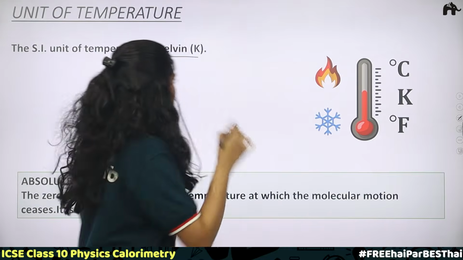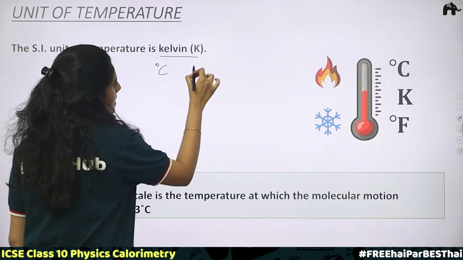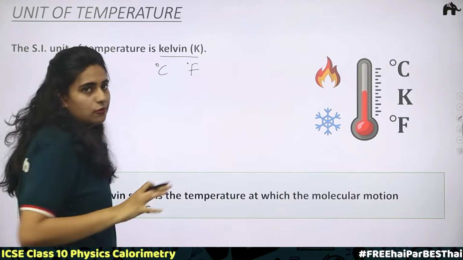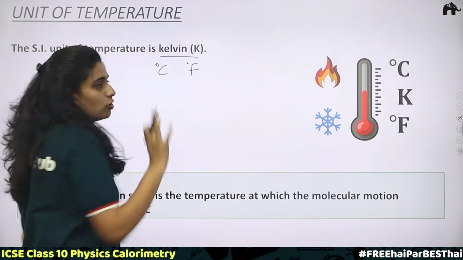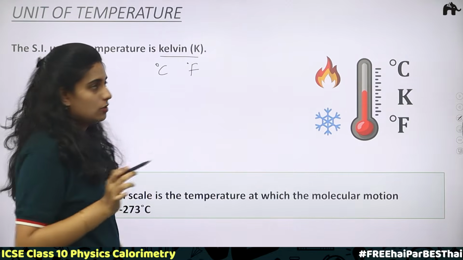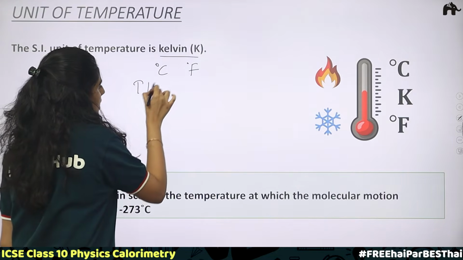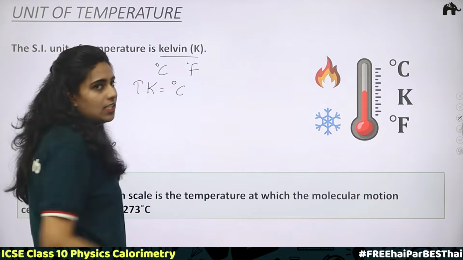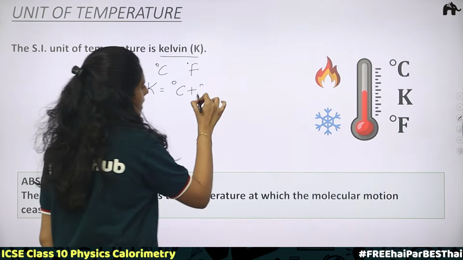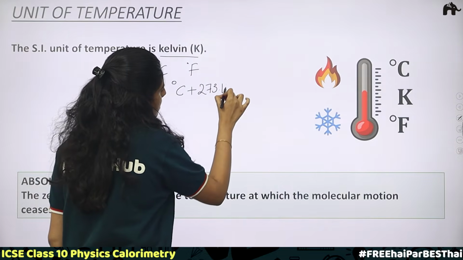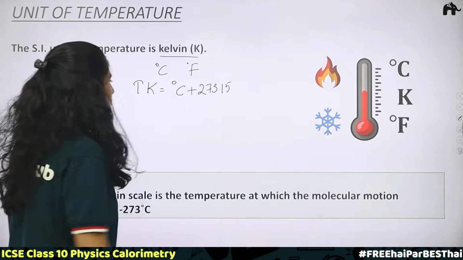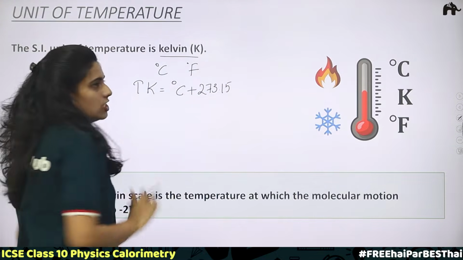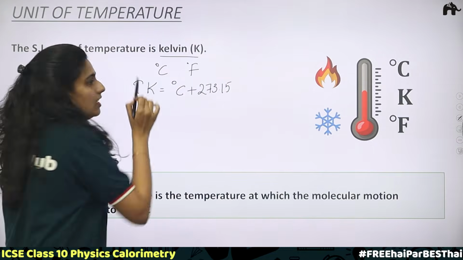There are two other units. One is Kelvin, second is degree Celsius and the next is degree Fahrenheit. Here we don't have to study Fahrenheit, we'll just study what Kelvin and degree Celsius are and their interconversion. To find temperature in Kelvin, if you know the temperature in degree Celsius, you just need to add 273.15 to it. On adding 273.15 or just 273 to degree Celsius, you will get the temperature in Kelvin.